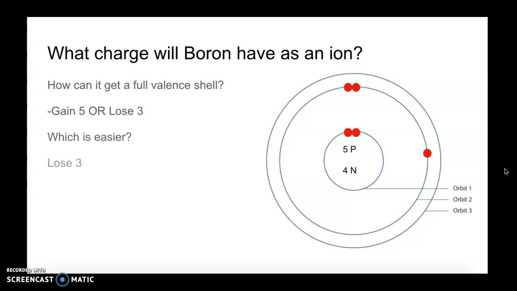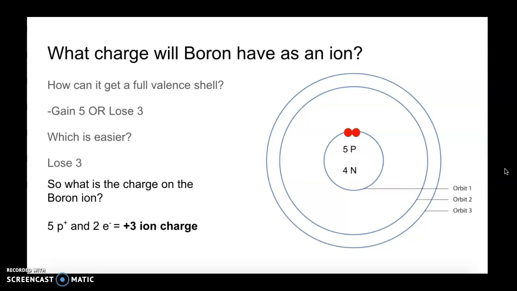It's easier to lose 3, and so if we remove these 3 electrons, now we have the full valence shell on the first ring. So what is the charge on the boron ion? So there's 5 protons and only 2 electrons, so we have 3 more positives. So those 5 protons and 2 electrons would make a 3+ charge as an ion.